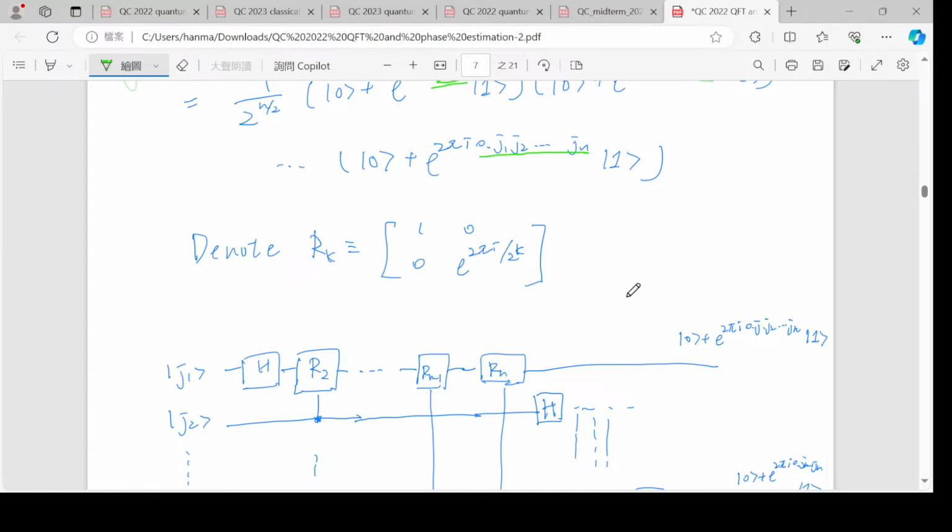Okay, so just define a rotation matrix. It's actually a one-qubit gate. So we define this rotation matrix R_k as this diagonal matrix of 1 and e to the 2 pi i divided by 2 to the k. So it's like an exponentially small rotation. Okay, so you add e to the 2 pi i divided by 2 to the k onto your 1. You can kind of see that. So this will change the k-th bit here, right?